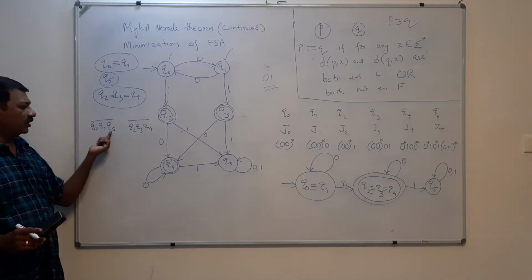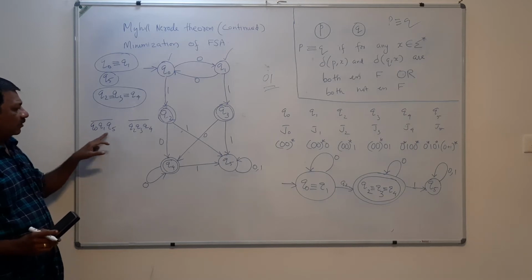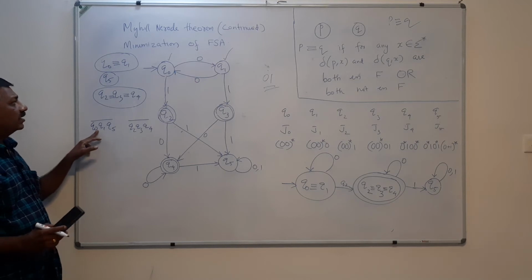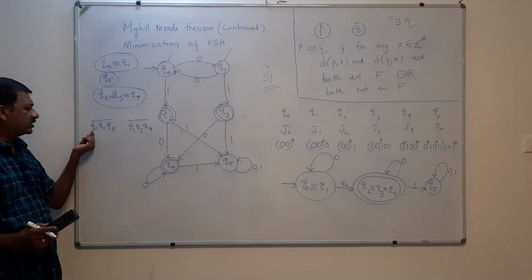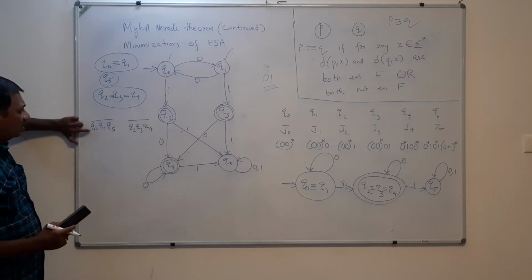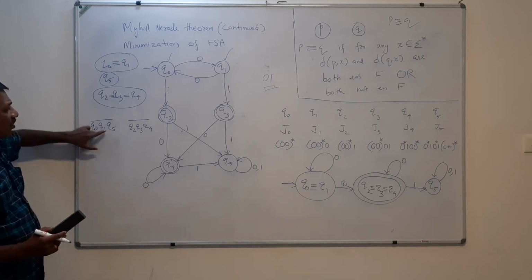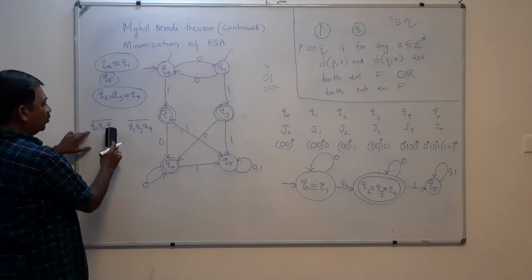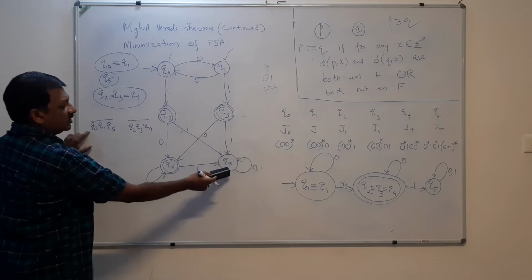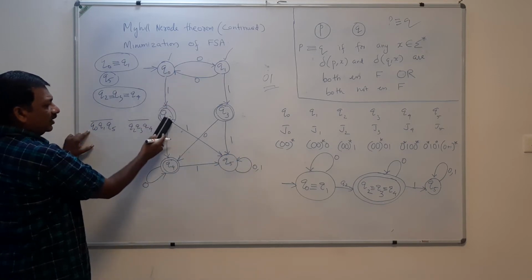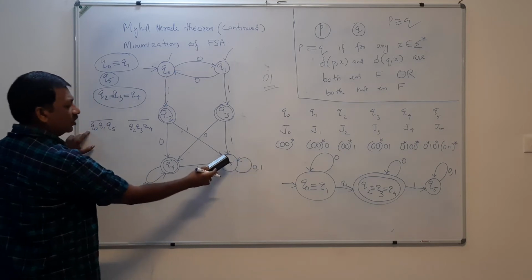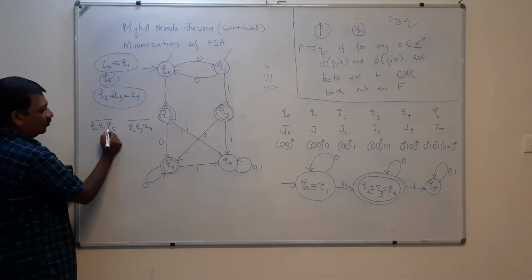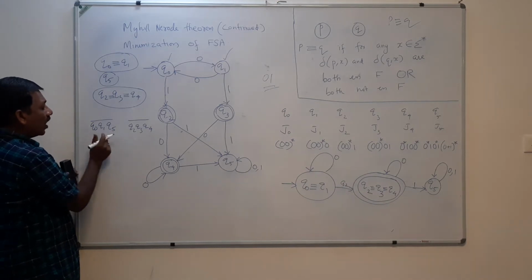Q0, Q1 and Q5. For that, take the pair Q0 and Q5, or Q0 and Q1. When you are testing the pair, if both are equivalent, then you test Q0 and Q5. Q0 on 1, Q5 on 1. Q0 on 1 is going to Q2, and Q5 on 1 is coming back to itself. That means Q0 on 1 is going to a final state, and Q5 on 1 is going to a non-final state. That means you have to split this.